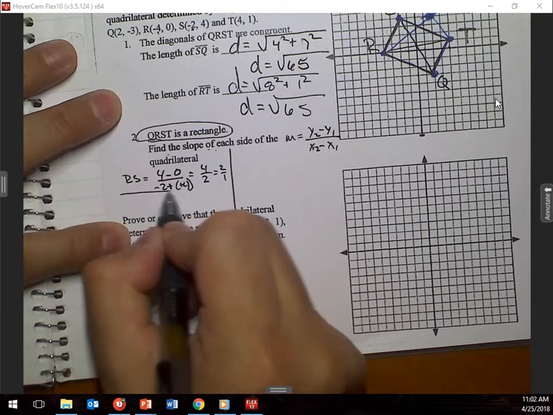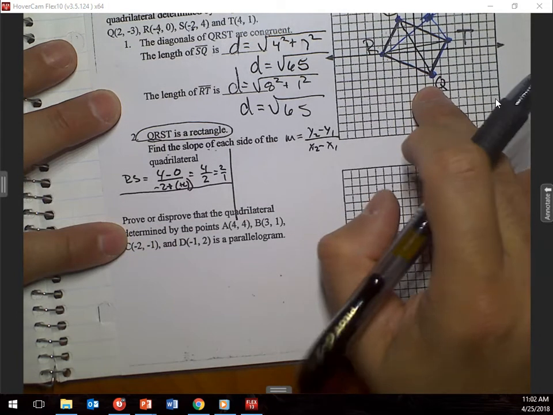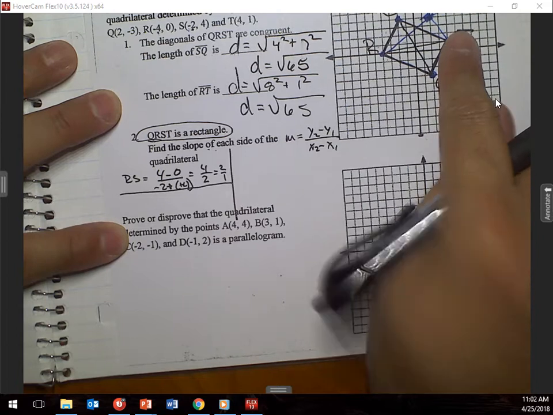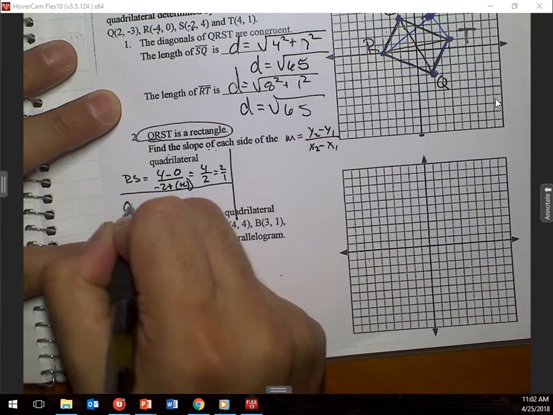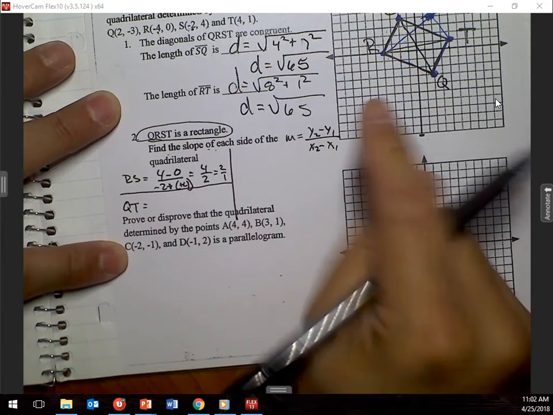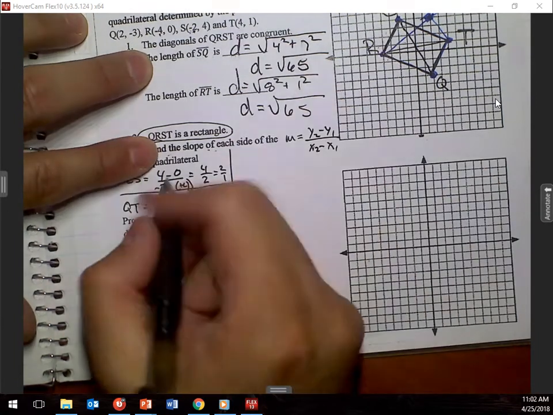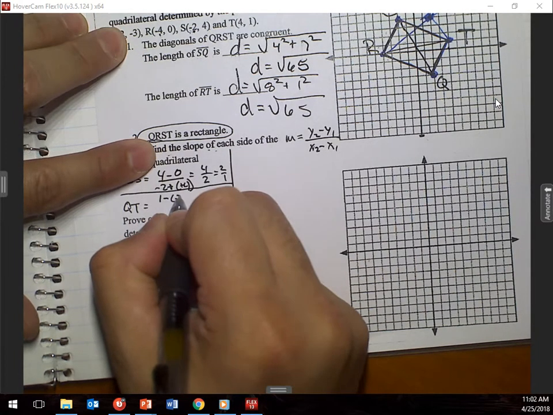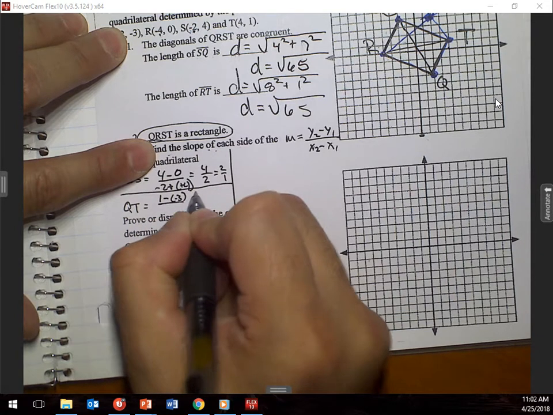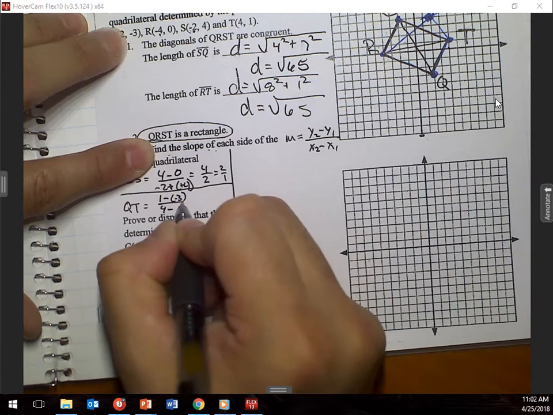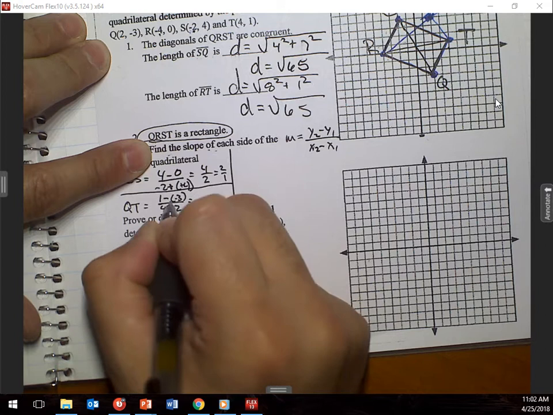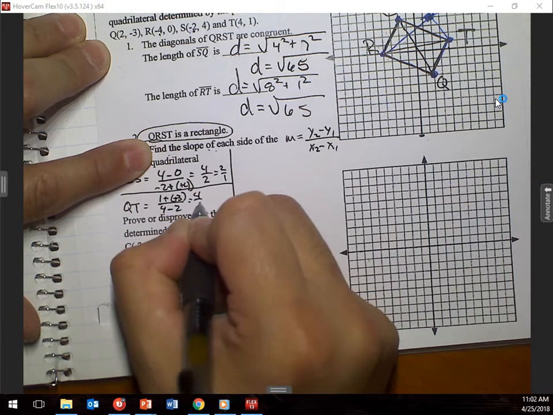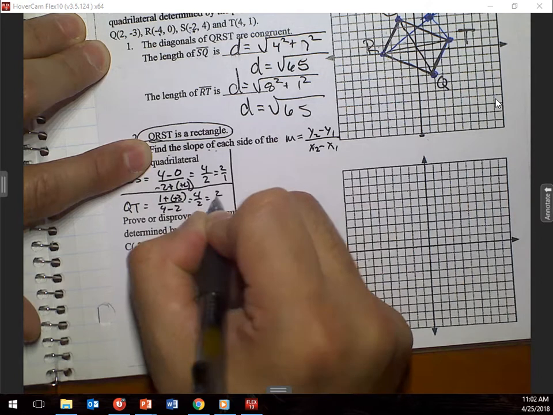So I did that one. Now the one that's supposed to be parallel to that is over here, QT, right? Let's do QT next. So let's have T be my second one. So it's going to be 1 minus -3 over 4 minus 2. Very good. So minus negatives give me a plus, 4 over 2, which is 2 over 1.